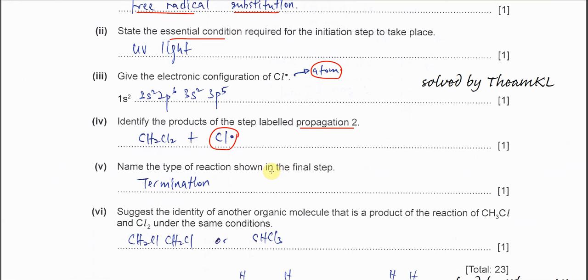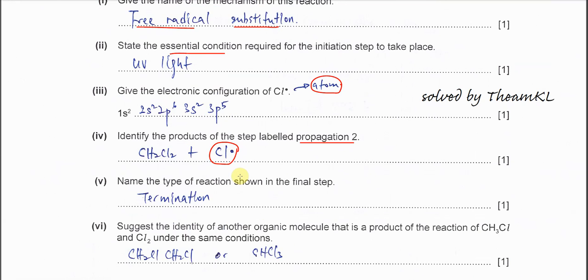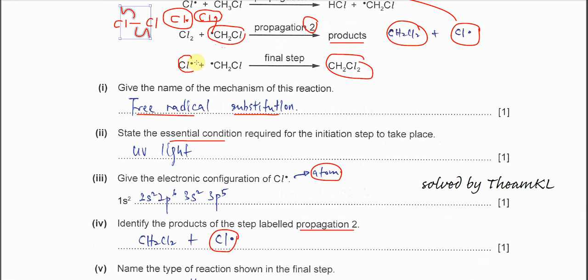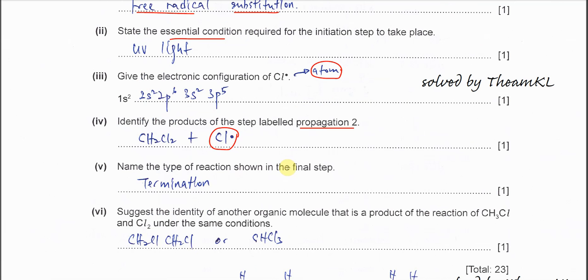Name the type of reaction shown in the final step. In the final step, 2 radicals combine to form a molecule. So this we call termination.